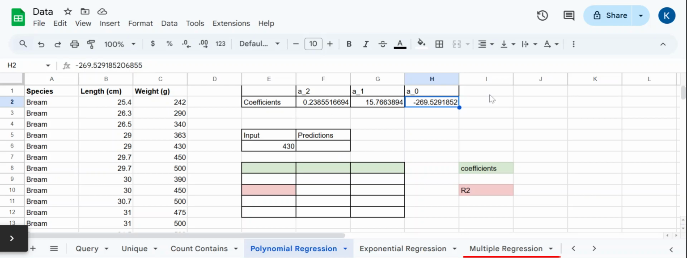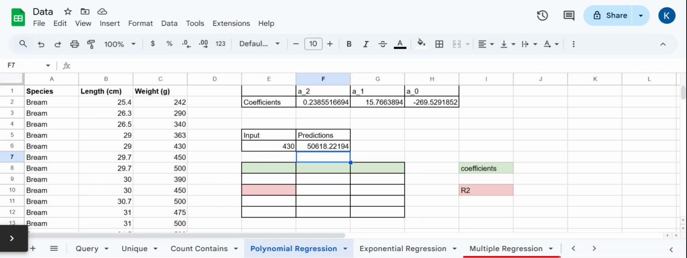So if I would like to use this quadratic to make a prediction, I can type equals this coefficient times x squared plus this coefficient times x plus my constant. So that is the format of this equation. So I would predict that a fish that is 430 centimeters long, which is a very large fish, would be over 50,000 grams in weight.